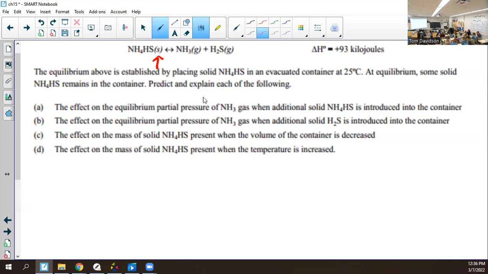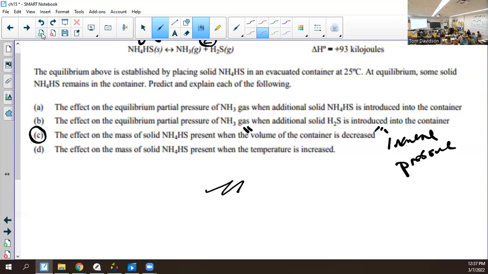Here we go, my friends. So we have this equilibrium. At equilibrium, some solid remains in the container, which is good. Predict and explain each of the following. So this isn't A, B, C, and D, I guess, anyway, is it? Yeah, okay, it's like explain all of them. I was extremely busy thinking which one. Well, when we came here, this was circled, but it must have just been talking about that.